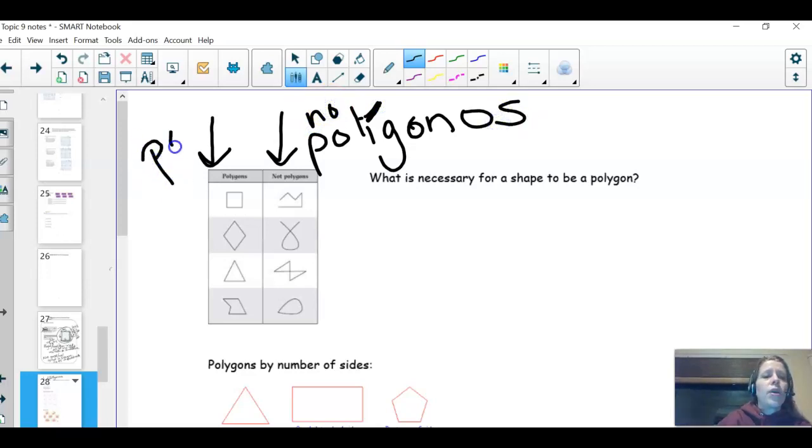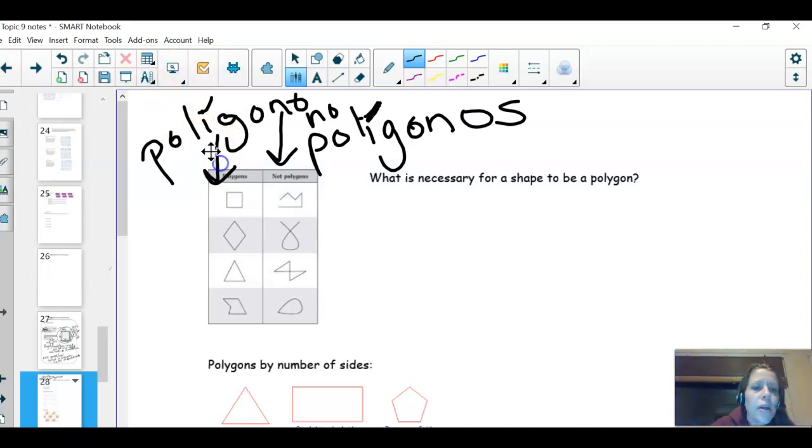And so when we are writing, make sure that you are including the cognates, okay? This is an I. This is an E, okay? Polígono, no polígonos. Okay, so you need to look at these. Go ahead and write what you think might be a reason that these are polygons and these are not polygons, okay? So you're going to write that in the box, okay?